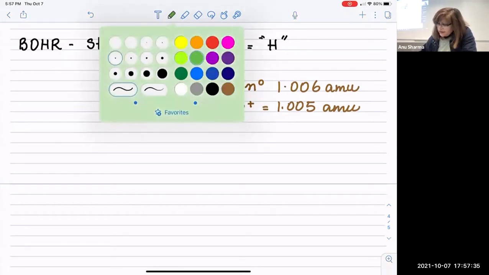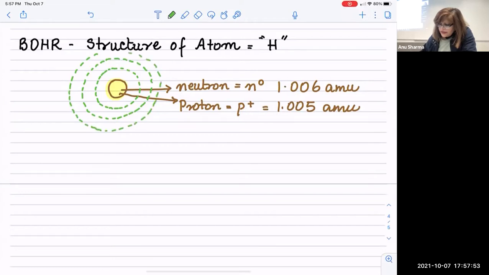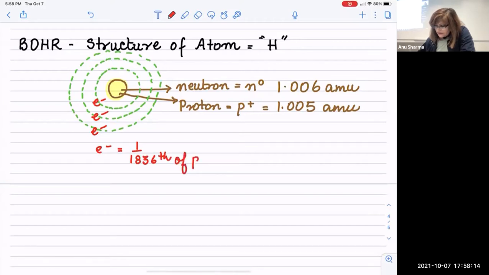And he said that all around the nucleus are the energy levels where we find the electrons, which are negatively charged. And this model was good only for the hydrogen atom, but this does not work for other atoms. So here are the electrons, and electrons, as we said, carry a negative charge, and their mass is 1/836 the size of protons. Okay, and they are found in the energy levels.